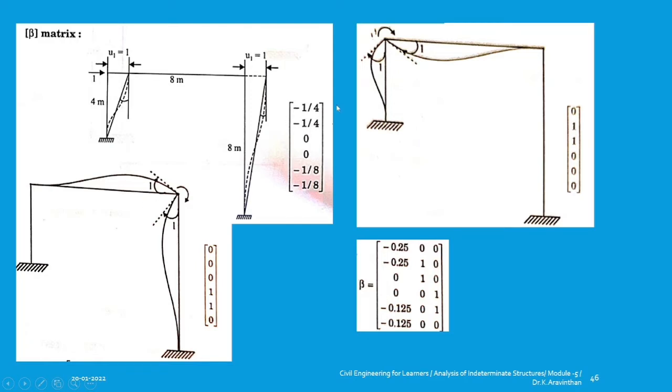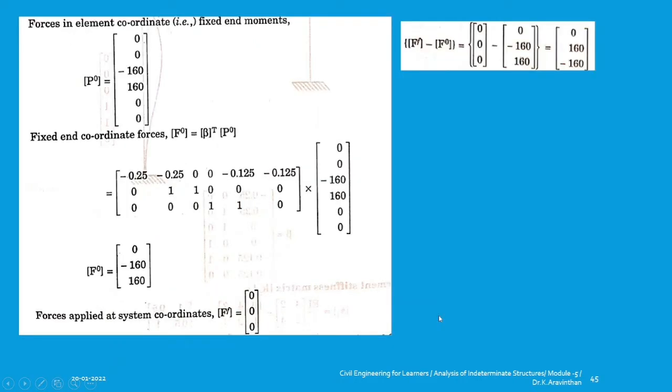Okay. For this component, applying a unit moment at the joint B, you will be having 0, 1, 1, 0, 0, 1. So this is the transformation matrix, and for the other case 0, 0, 0, 1, 1, 0. So this is the transformation matrix. If you compile all three transformation matrices, 1 by 4 will be minus 0.25, minus 0.25, 0, 0, minus 0.125, minus 0.125. So this is for sway and this is for non-sway. So this is your beta matrix.